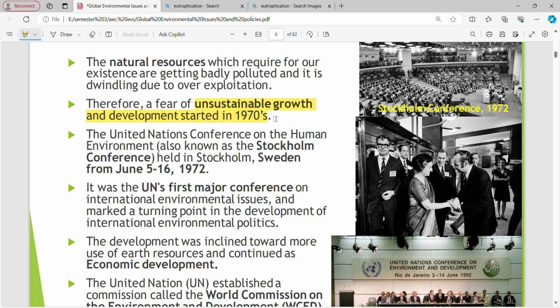The United Nations Conference on the Human Environment, that is the Stockholm Conference, definitely it will be held in Stockholm only. It was held for this particular matter. It was the UN's first major conference on international environmental issues, okay? Date is June 5th to 16, 1972, and marked a turning point in the development of international environmental politics. The development was inclined toward more use of earth resources, continued as economic development.